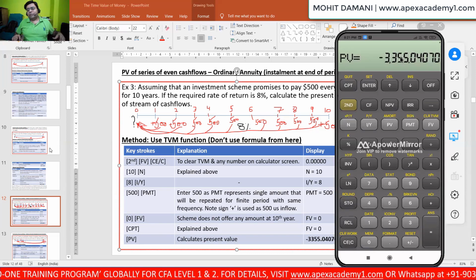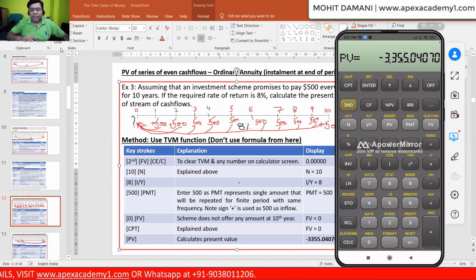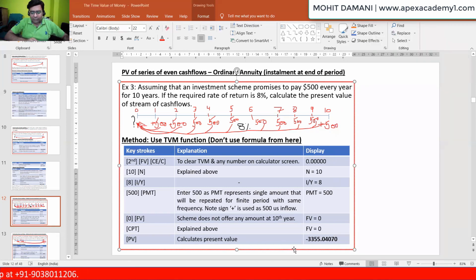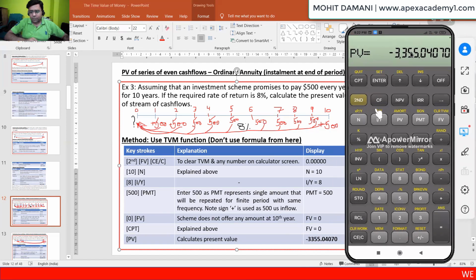This is your answer. That means you have to invest minus 3355 today. That is what you are supposed to invest. Let's check our answer. Yes, this is the answer that you can see.